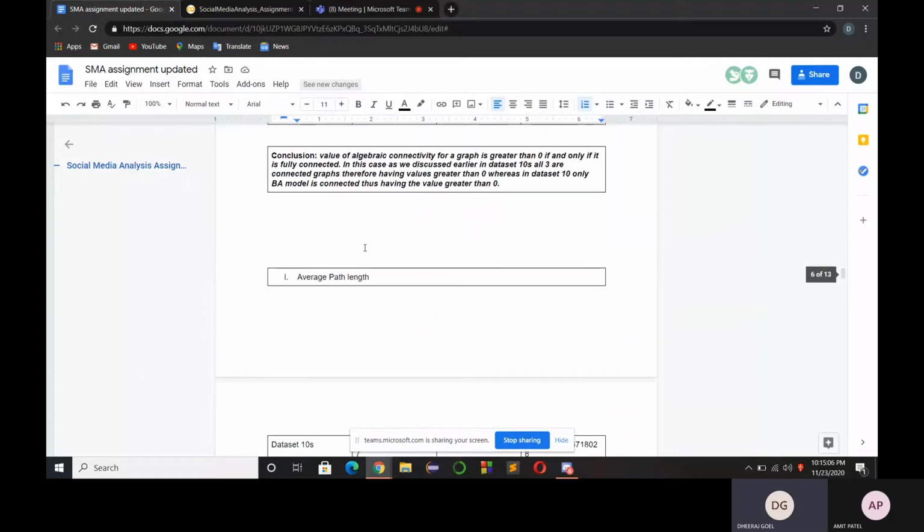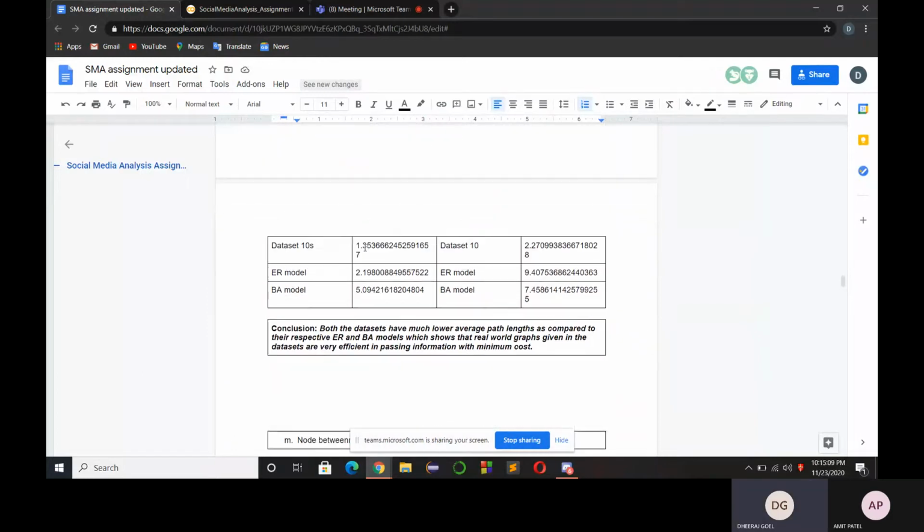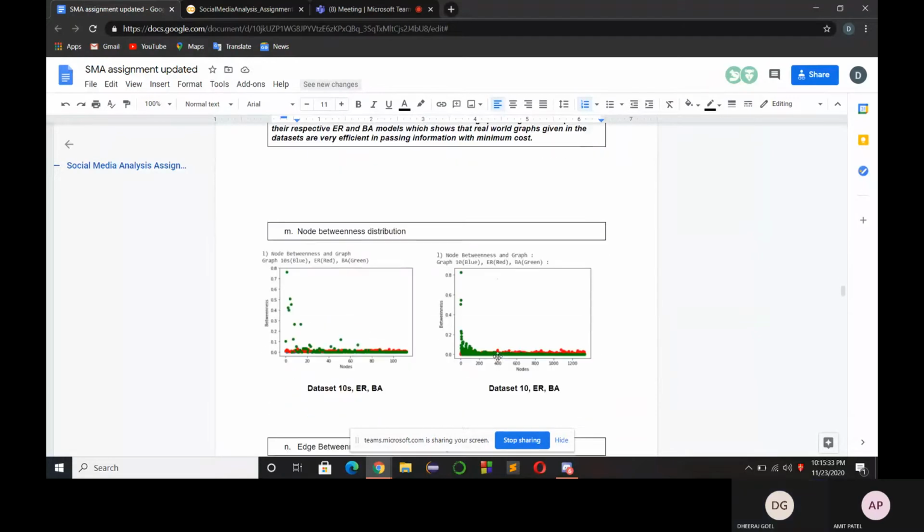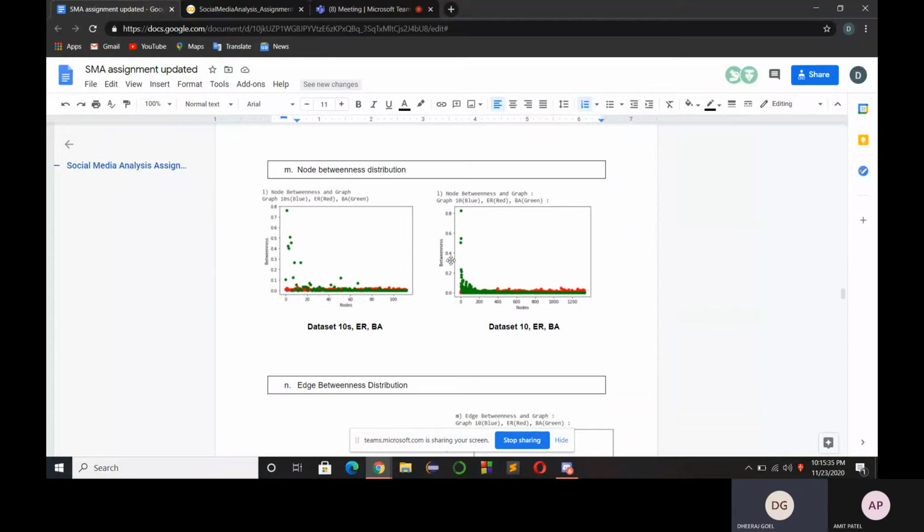So the next property is average path length. Both the datasets have much lower average path lengths as compared to their respective ER and BA models. So you can see that dataset 10 has a higher average path length as compared to the ER model, which shows that the real world graphs given in the dataset are very efficient in passing information with minimum cost.